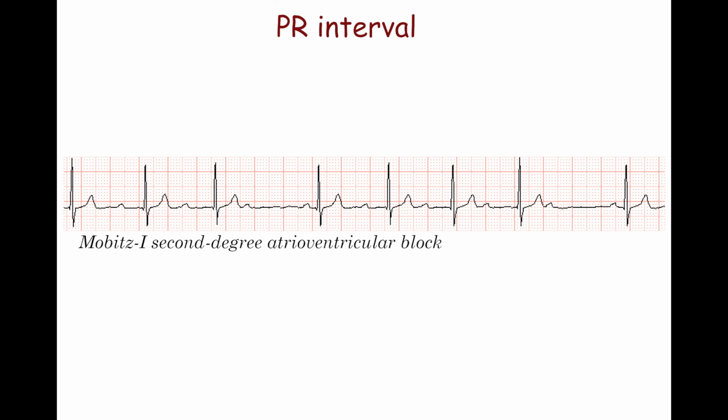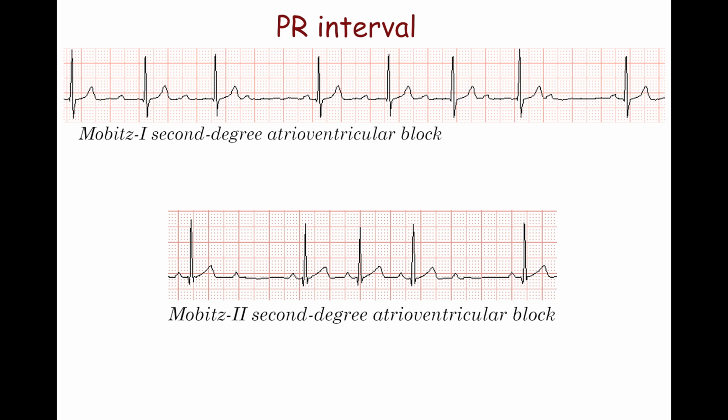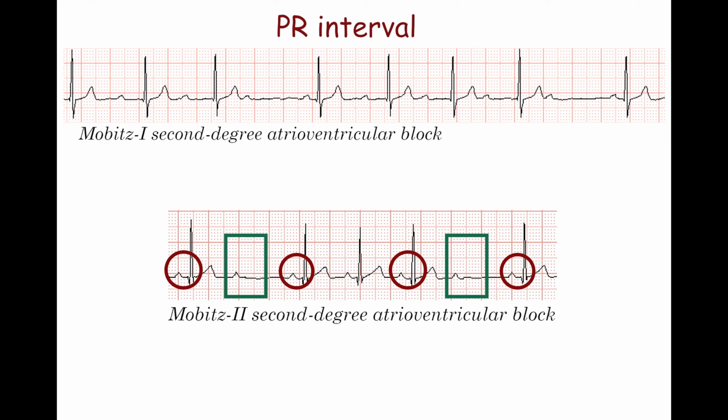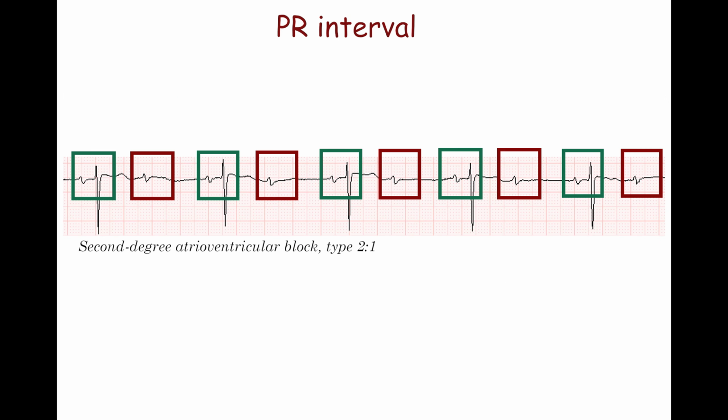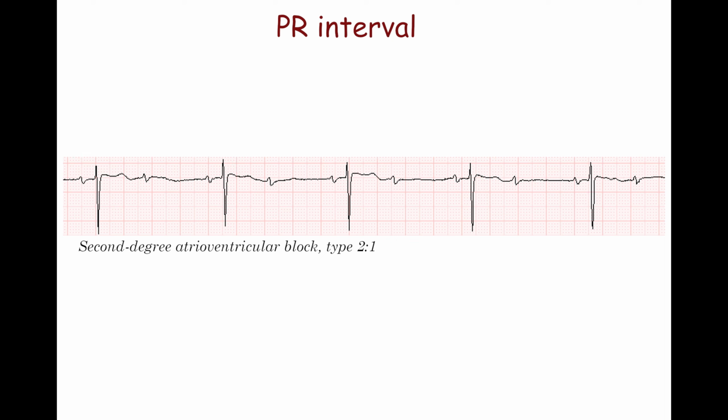Progressive prolongation of the PR interval followed by a non-conducted P-wave, absence of the QRS complex after the P-wave, is characteristic of type 1, also called Mobitz 1, second-degree atrioventricular block. Type 2 second-degree atrioventricular block is distinguished from type 1 by intermittent non-conducted P-waves without progressive prolongation of the PR interval. If every second P-wave is not followed by a QRS complex, second-degree atrioventricular block, type 2:1, is diagnosed.